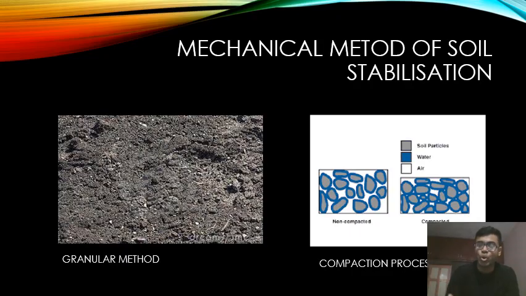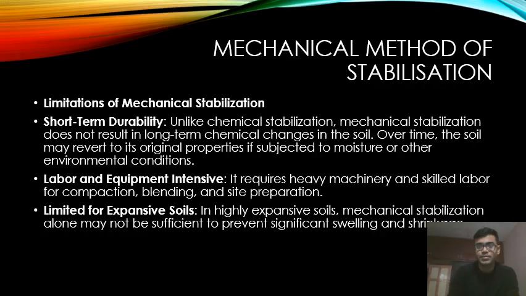As you all know, in the first chapter of geotechnical engineering we learned that soil is a three-phase system. This is the representation of the three-phase system. While compacting it, we are expelling out that air. So in that case, soil is going to be a two-phase system: one is water and the other is the solid. This is the whole compaction process actually.